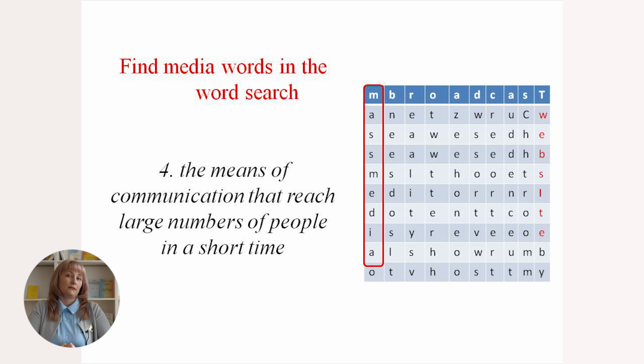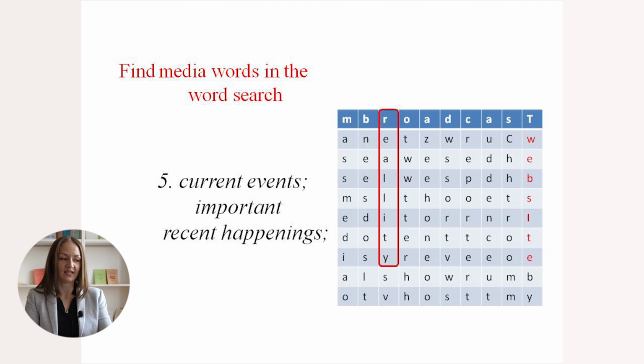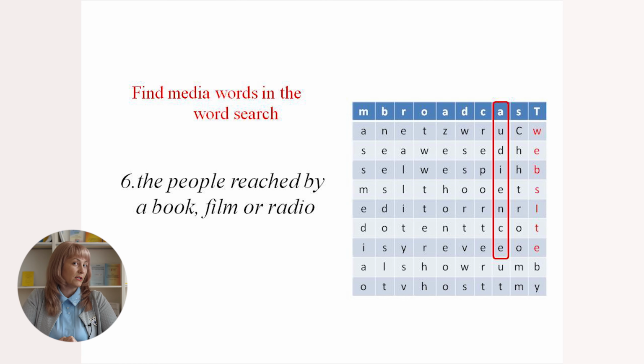The means of communication that reach large numbers of people in a short time. Do you know the word for this definition? Let's see. This is mass media, the keyword of our lesson. What about the current events, important and recent happenings? How do we call these? You are right, it's called reality. Great. Okay. The people reached by a book, film, or radio. Have you found the word for this definition? Let's see. Yes, you are absolutely right. So this is the audience.